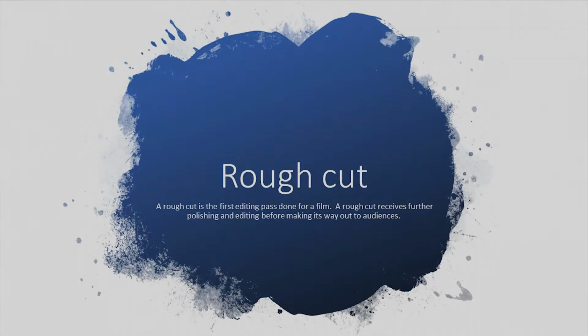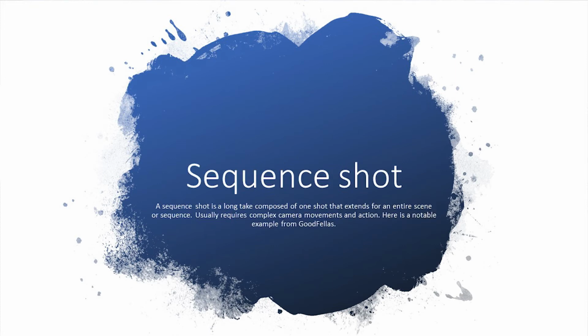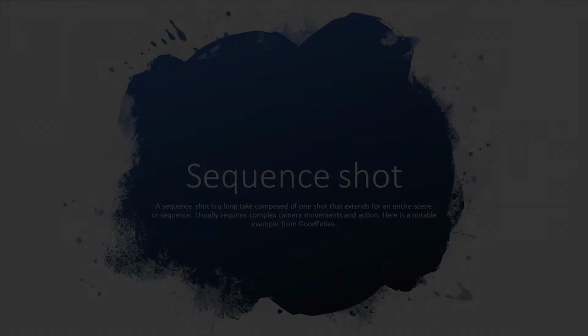A rough cut is the first editing pass done for a film. A rough cut receives further polishing and editing before making its way out to the audience. A sequence shot is a long take composed of one shot that extends for an entire scene or sequence. It usually requires a complex camera movement and action. Here is a notable example from Goodfellas.